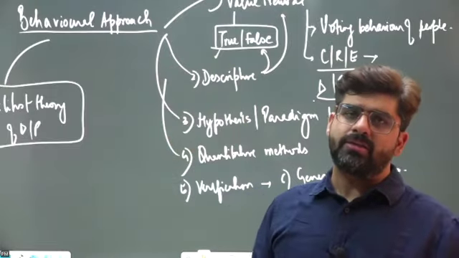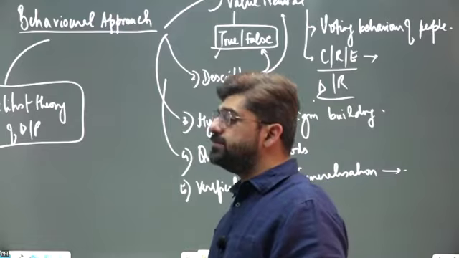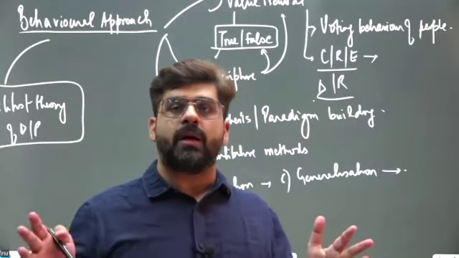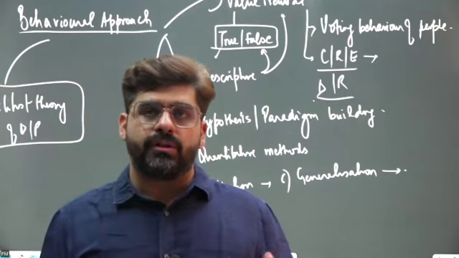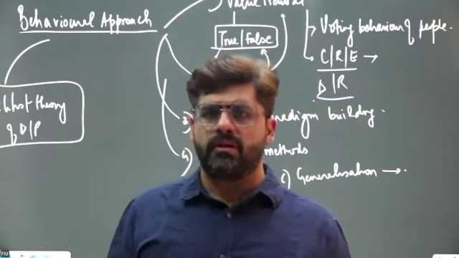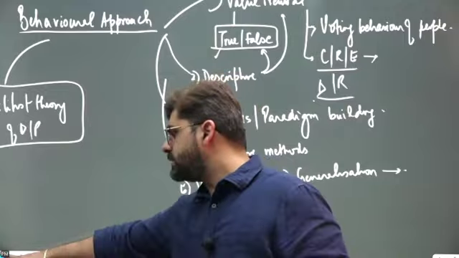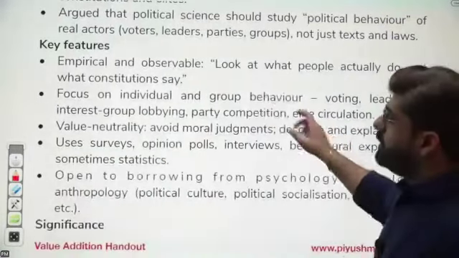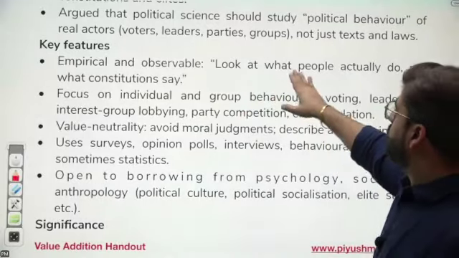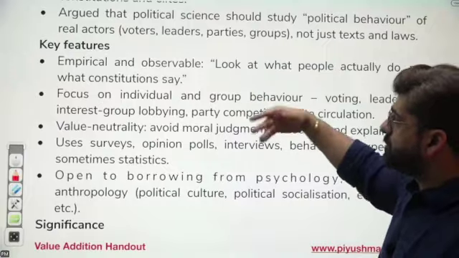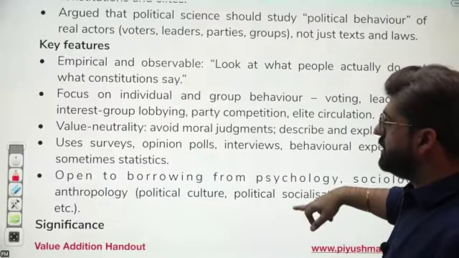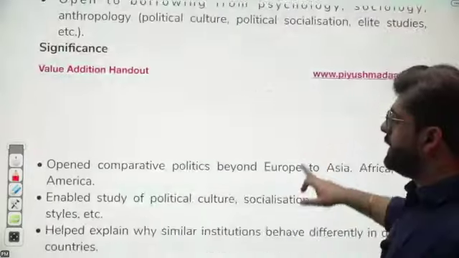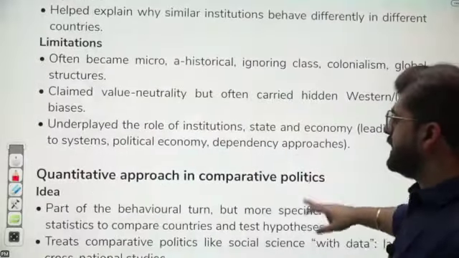तो हम value neutral जब करने गए behavioral approach में, David Easton's 8 points which suggest how the behavioral approaches have to work. This is basically what is the behavioral approach to modern comparative politics. Same चीज, absolutely same. ठीक है. Empirical and observable. Look at what people actually do, not what constitutions say. Value neutral, uses surveys, opinion polls, interviews. Okay, that is the basic idea. So I'll not go into the explanation of this again.